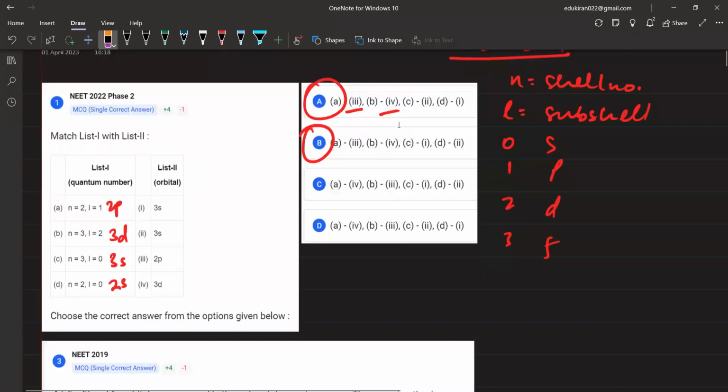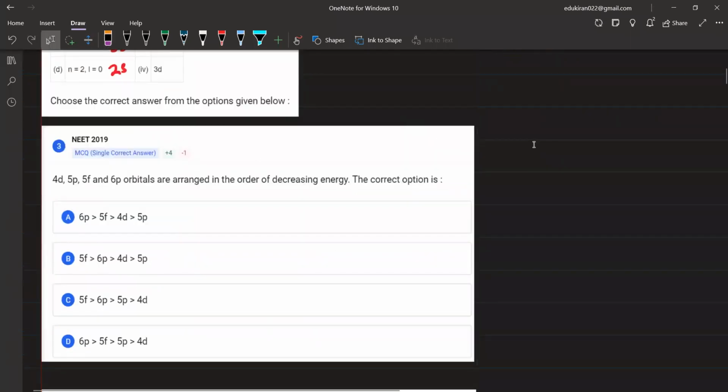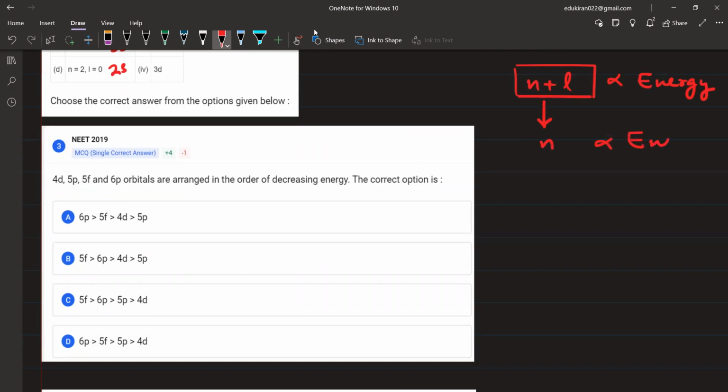Let's try this one. Now this is regarding the n plus l rule. So the orbital with larger value of n plus l is going to have greater energy. And if n plus l is the same, then you are going to compare the principal quantum number, and whose principal quantum number is greater, it will have the greater energy.